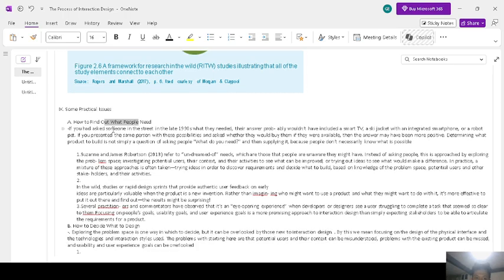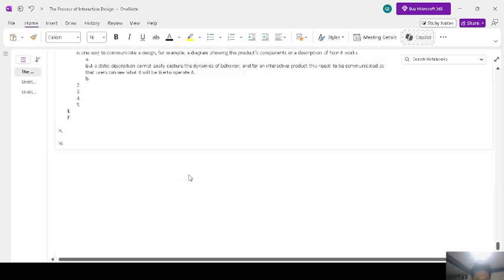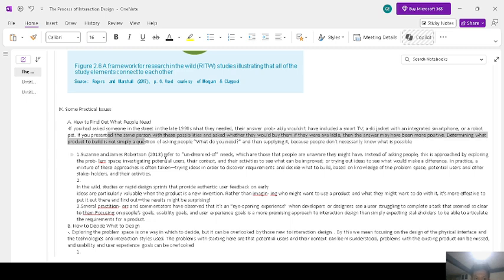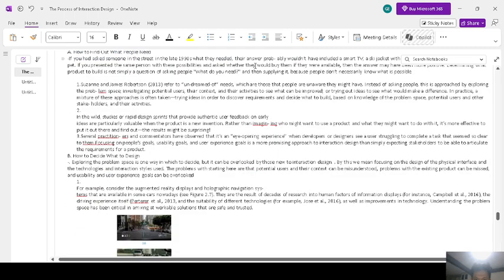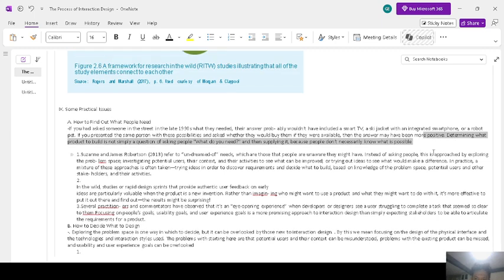How to find out what people need. If you had asked someone in the street in the late 1990s what they needed, their answer would probably not have included a smartphone, a ski jacket with an integrated smartphone, or a robot pet. If you presented the same person with these experiences and asked them to buy them if they were available, then the answer may have been more positive.